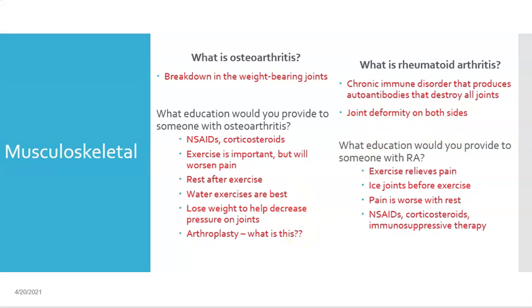Rheumatoid arthritis, however, is going to be a chronic immune disorder that produces antibodies that destroy all the joints. So in osteoarthritis, you've got one of the weight-bearing joints. It could be one, could be two. With rheumatoid, it could be all of them. It does cause deformities, and you want to talk to them about exercise because that's going to help relieve pain. So they'll wake up in pain, and then once they get moving, that can kind of help. They want to ice their joints down before exercise. Again, pain is worse at rest. And then they're going to be taking NSAIDs and corticosteroids.